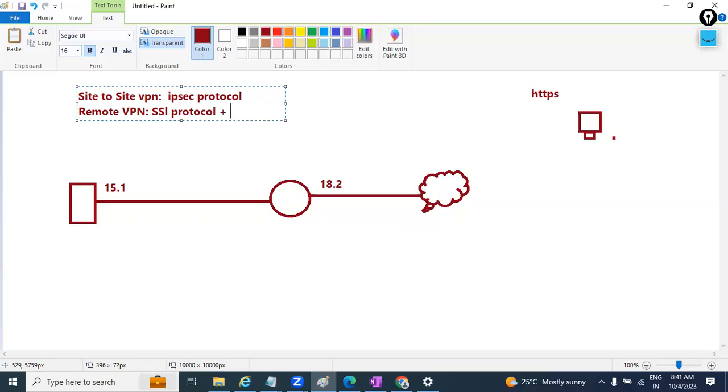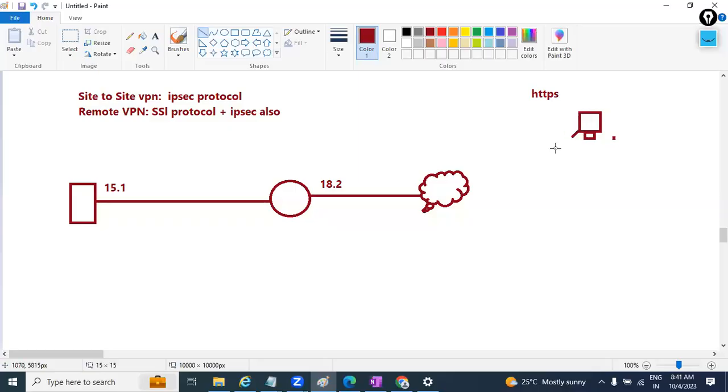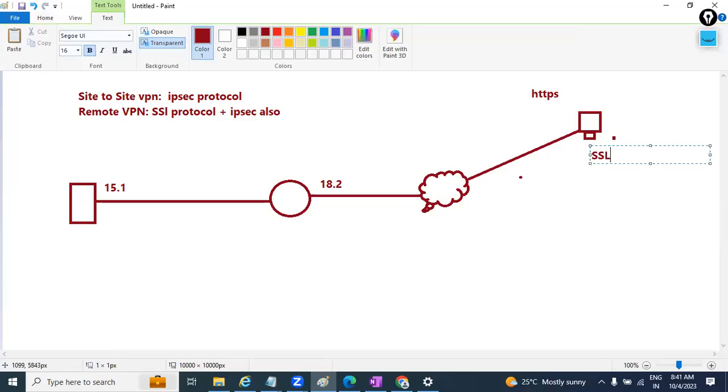But additionally, can I use IPsec here? We can use IPsec also, but that is a very rare scenario. Okay, 99.99 percent if you would ask me. So we use the SSL protocol. By default, whenever you are browsing from your browsers, we have which protocol always? SSL. When I'm using a browser-based concept, the protocol here is always SSL. Okay.